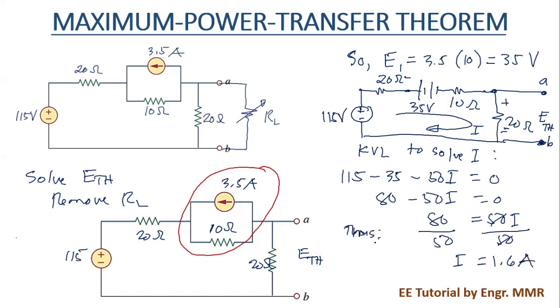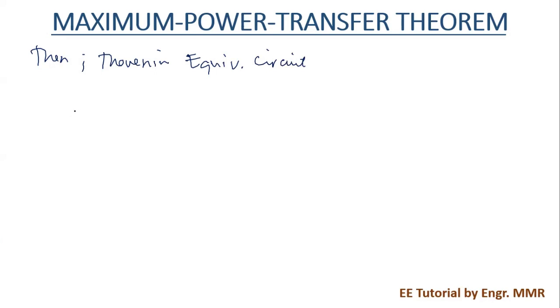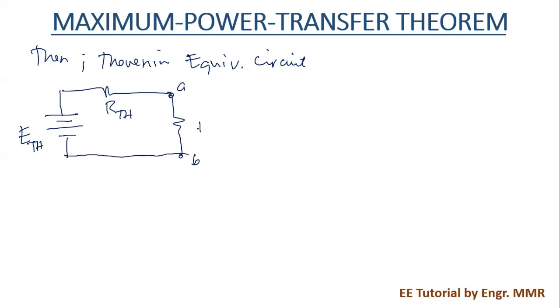Thus, ETH is just equal to 20 times I. If we substitute I, 20 times 1.6 amperes, then it's equal to 32 volts. Then, the Thevenin equivalent circuit: we have here the new voltage source, which is the ETH, the new internal resistance, which is the RTH, and across these terminals AB is the RL.